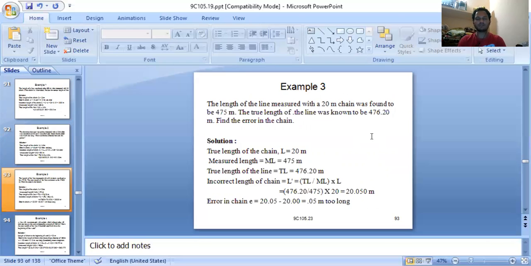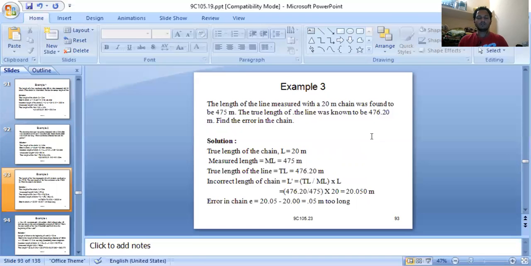The length of the line measured with 20-meter chain was found to be 475 meters. The length of the line was known to be 476.20 meters. Find the error in the chain. So the initial value of measured length 475 meters is not the true value because the chain has some error. The true length is also given as 476.20 meters. Substituting in the formula, we will get the error.